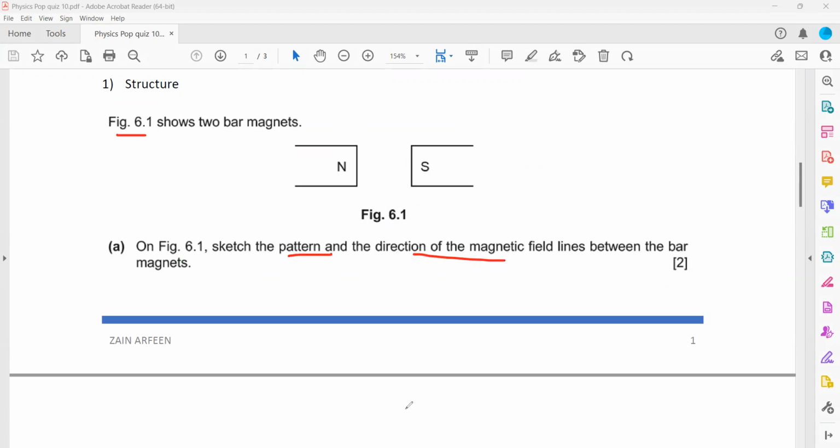So remember, the magnetic field lines are always pointing out from north and into south. So you have to draw an arrow from north to south. In between, the lines should be parallel because it's like a constant magnetic field, and around you can make a curve. Even one line is enough, because one mark is for showing the direction and one mark is for showing the pattern of the line. So even one is enough, but you can show that the magnetic field is pointing out from north and into south.